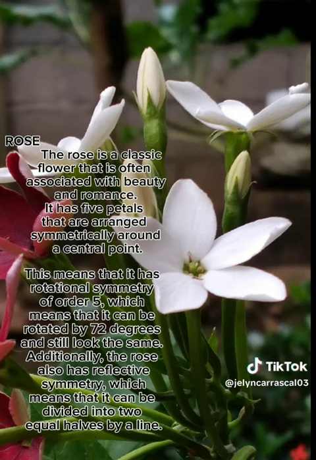Rose. The rose is a classic flower that is often associated with beauty and romance. It has 5 petals that are arranged symmetrically around a central point. This means that it has rotational symmetry of order 5, which means that it can be rotated by 72 degrees and still look the same. Additionally, the rose also has reflective symmetry, which means that it can be divided into 2 equal halves by a line of symmetry that runs through the center of the flower.